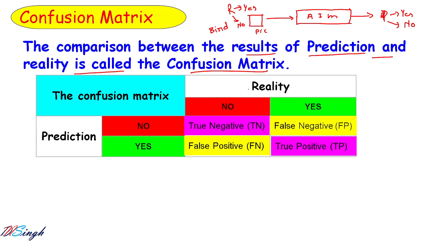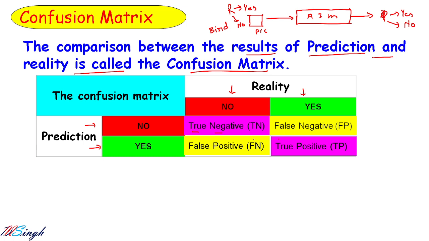Remember, you should write reality and prediction in the same way: for values, you will write no first, and yes second. In reality also, no first and yes second, so that you get the correct combination, and you will remember this matrix by writing it multiple times in the same format. I hope you understood how these words are coming. If reality and prediction both have the same value, the first word will be true, and the next word will depend on the prediction value. If it is no, the next word will be negative. If the prediction value is yes, the next word will be positive. In that way, you are able to fill the values in the cells of the confusion matrix.